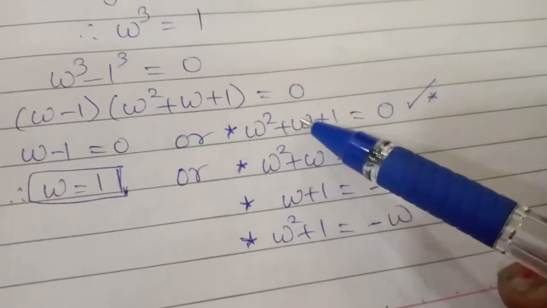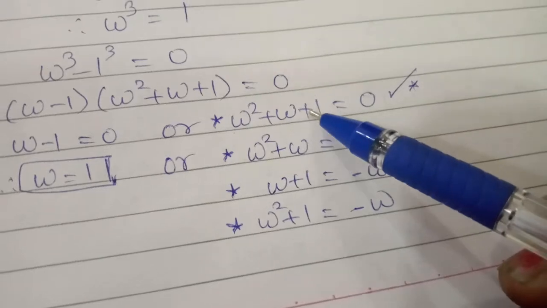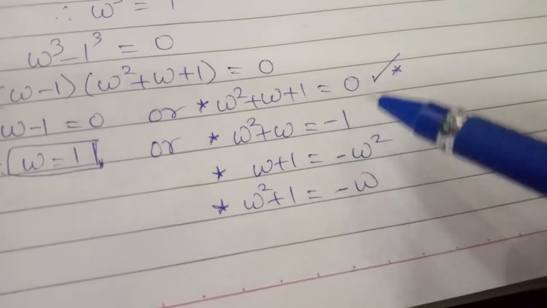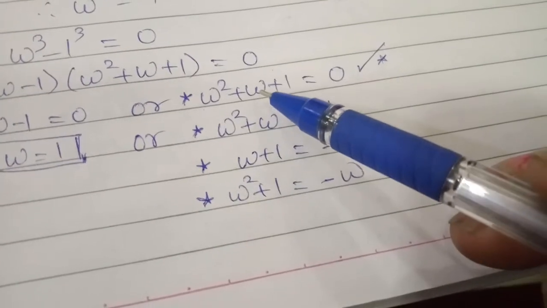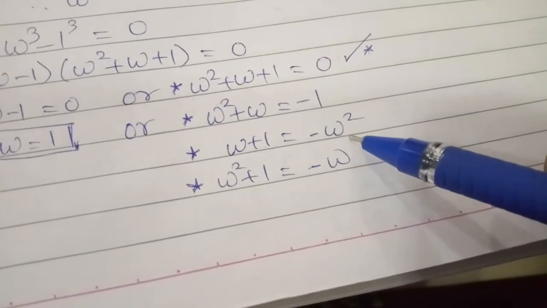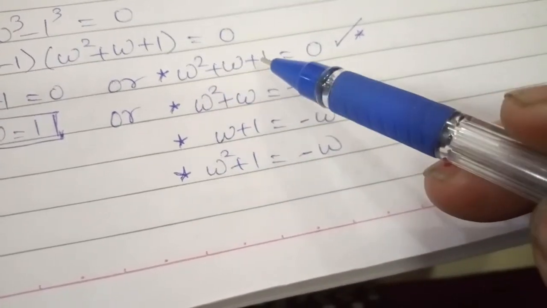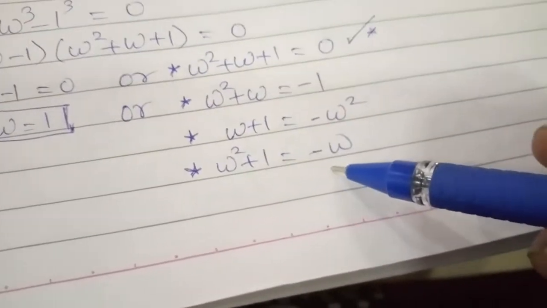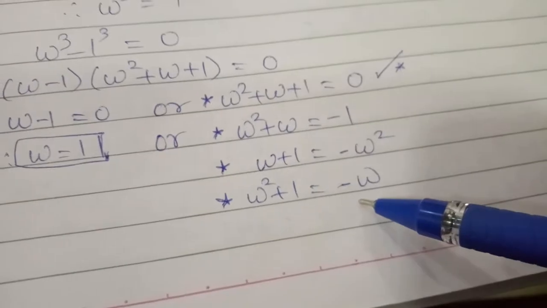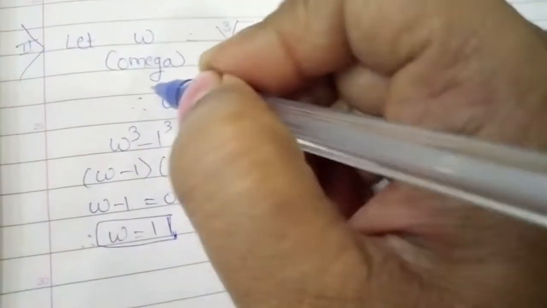If we take omega square plus omega, then the value of these two is minus 1, moving this 1 to this side. If we want to find the value of omega plus 1, then move omega square to this side, so minus omega square. And if we want to find the value of omega square plus 1, then we get minus omega. These formulas and values are very important values, that is, omega cube is 1.